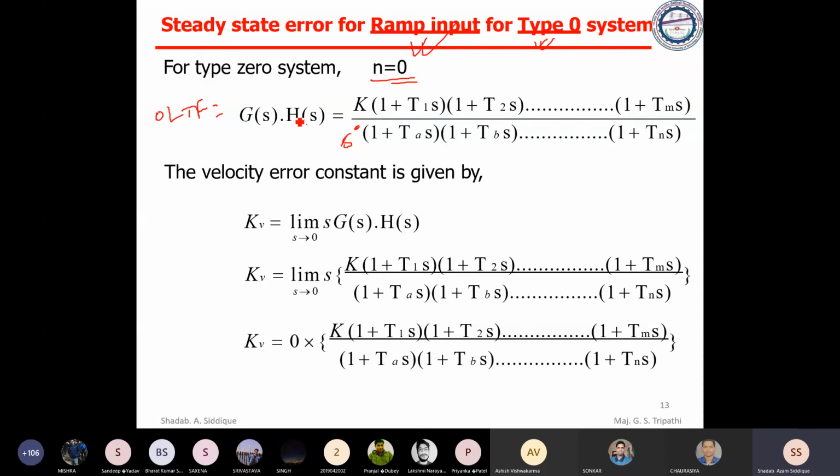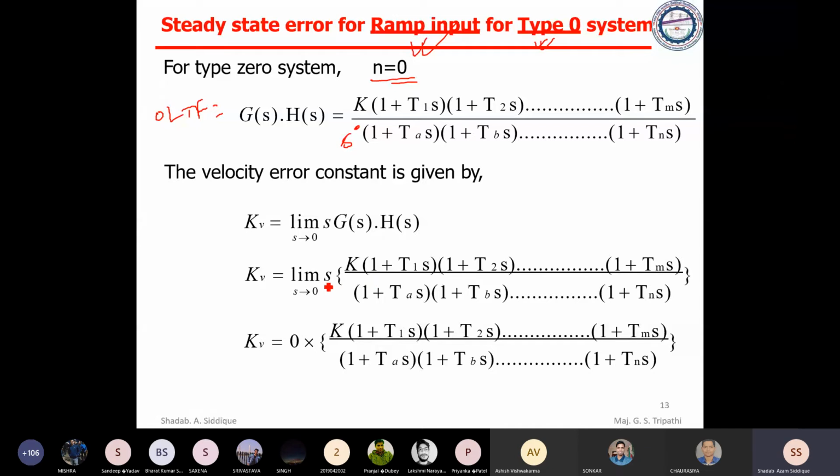We have a ramp input. What is the error constant we are finding? Velocity error constant. We have seen in the table velocity error constant for ramp input. For parabolic, we find acceleration error constant. So we are trying to find velocity error constant, that is Kv is equal to limit s tending to 0 of s G(s) H(s). S will be introduced here. So Kv is nothing but this s will be here, and all this term will be 0.